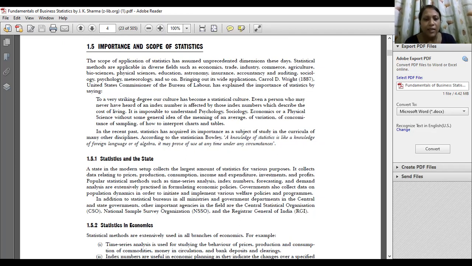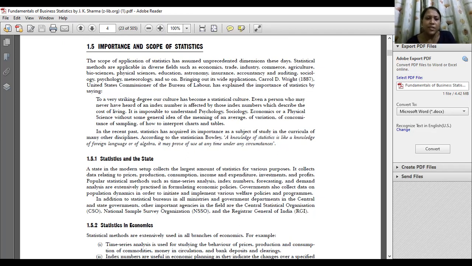So, statistics and the state. This is the scope of statistics: a state in the modern setup collects a large amount of statistics for various purposes. It collects data relating to price, production, consumption, income, expenditure, investment, profits, and popular statistical methods such as time series analysis, index numbers, forecasting, demand analysis are extensively practiced in this state level statistics.